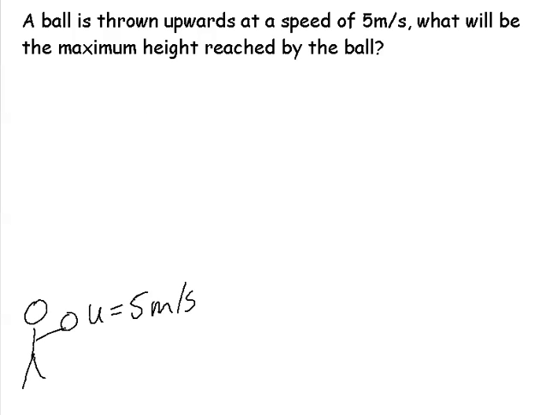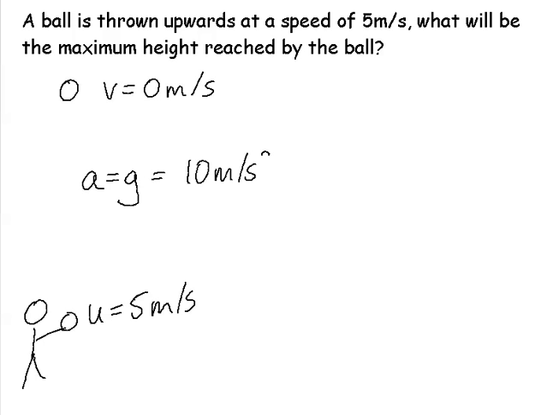Now we know as the ball goes up and up and up, its velocity gets less and less and less until at its maximum height, its velocity will be 0. The other piece of information this question expects us to know is that the acceleration here is due to gravity, which on Earth is 10 meters per second squared.